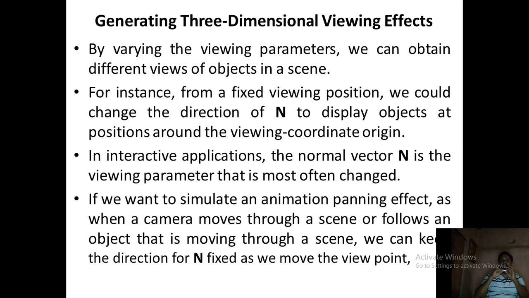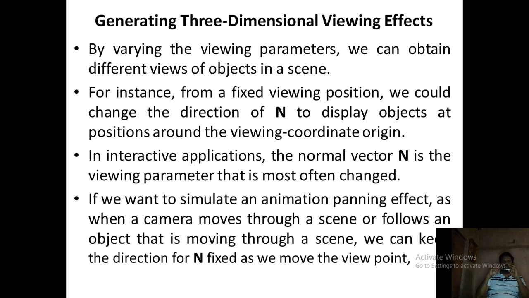Then you will take a picture, right? Again you want the other side, you rotate that. Instead of moving the camera, you rotate the object. That is the meaning of this, right? In an interactive application, the normal vector n is the viewing parameter that is most often changed. That is one way of taking different faces of objects, and by combining this you can give the 3D effects, right?